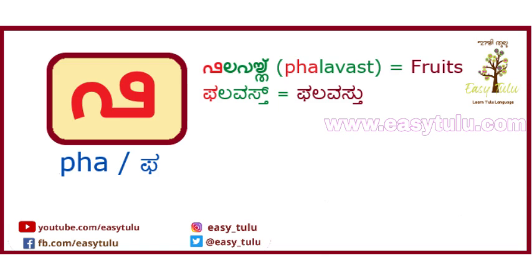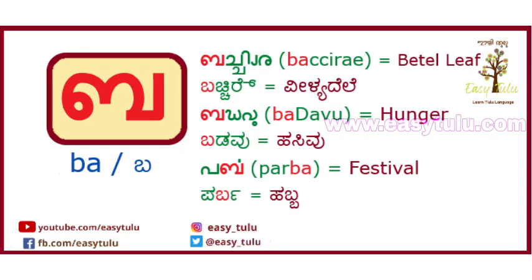Pha. This is the aspirated pa sound used to write Sanskrit words. Example: phalavastu. Phalavastu means fruits. Phalavastu in Kannada. Let us see how it is written. Pha, pha. Next one is ba, ba.